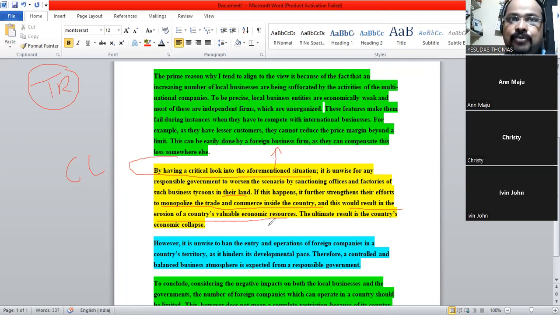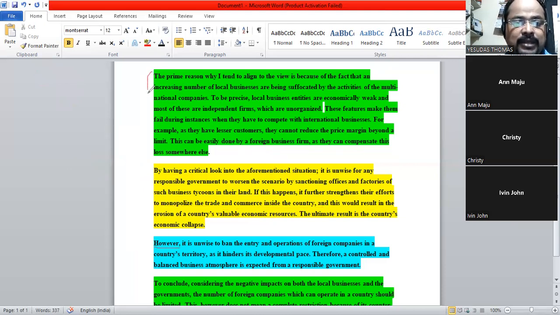You have to face a lot of economic crisis there. The ultimate result is the country's economic collapse. You need to see a fall in your GDP initially, and eventually you can see the economy of the country in total danger, and this is what we can see in the second paragraph. Now, again, we can see the phrase, however.